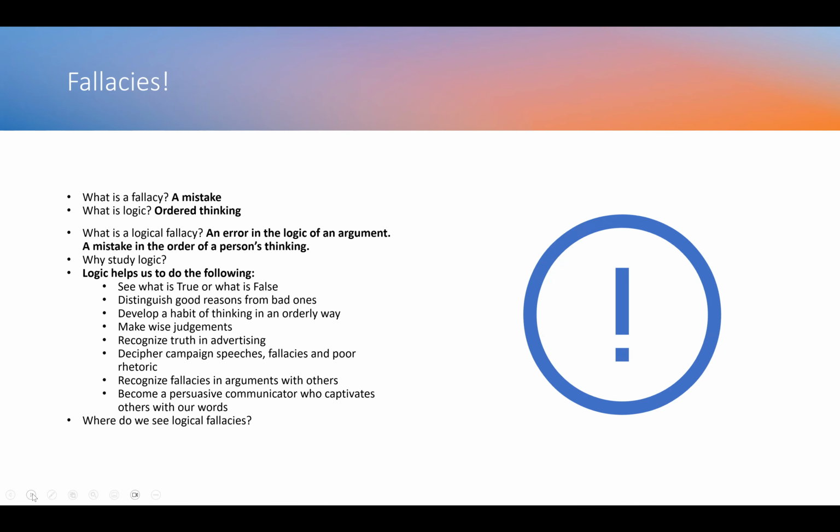Coming up, fallacies. The next part of our assignment looks at fallacies. Fallacy is a mistake. Logic is ordered thinking. Therefore, a fallacy is an error in the logic of an argument. It's a mistake in the person's thinking. Logic helps us do many things. Take a look at the list that follows and see if one of these resonates most with you.